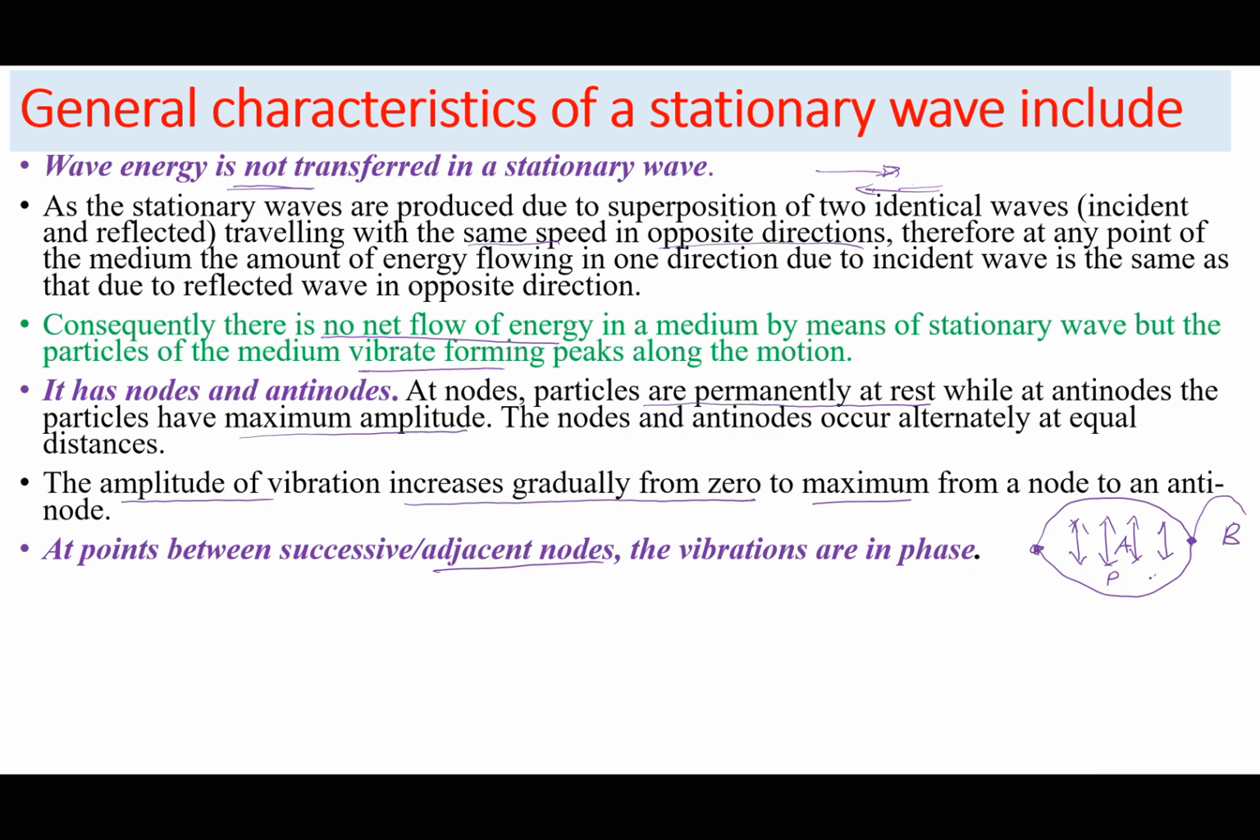But if we have particles P and Q between these two nodes, P and Q will always vibrate in phase. They may not have the same amplitude, but each of the particles reaches its maximum at the same time. They don't reach the same maximum, but each of them has its maximum. So they will both reach their maximum at the same time while vibrating in the same direction. So for a stationary wave, at points between successive adjacent nodes, the vibrations are in phase.